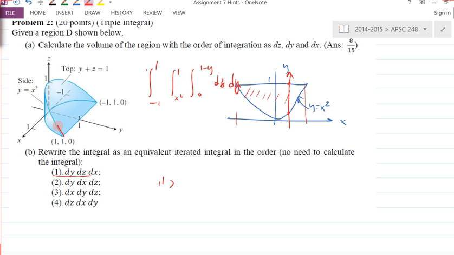First, for the intersection, this curve satisfies both equations: y equal to x squared and y plus z equal to 1, because this is the intersection between the surface and the top plane. If I substitute y equal to x squared into y plus z equal to 1, we get x squared plus z equal to 1, and that's exactly the projection of this curve in the xz plane. So this curve right here is x squared plus z equal to 1.